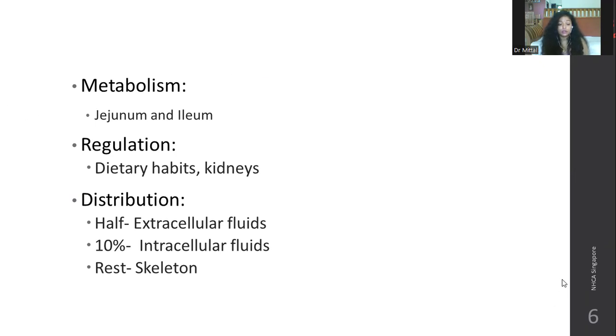And also the sodium that you find in your skeletal system acts as a reservoir. Whenever your body goes into any dire circumstances in which it is deprived of sodium intake, it will go to the skeletal system and collect back the deposited sodium.